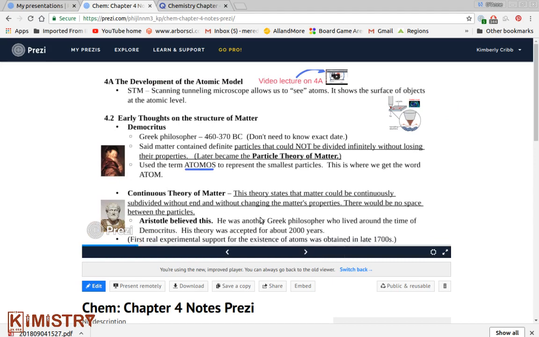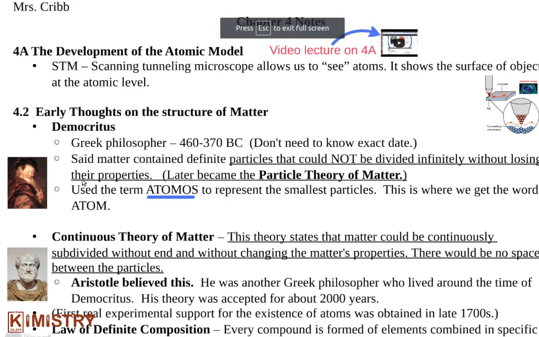Okay, now we have Democritus. And Democritus is this Greek guy, and that's Aristotle. They lived around the same time. Democritus believed in something that became the particle theory of matter. He believed particles could not be subdivided infinitely without losing their properties. So think about water, H2O. If you have a whole bunch of water molecules together, you could separate them and keep them as water molecules. But if you keep trying to pull them apart, you're going to end up with just hydrogen and just oxygen. So the particle theory of matter is something that kind of came along after him, but he believed in this idea. He also coined the term atom, and it came from atomos, and that just basically means that we have smallest particles.